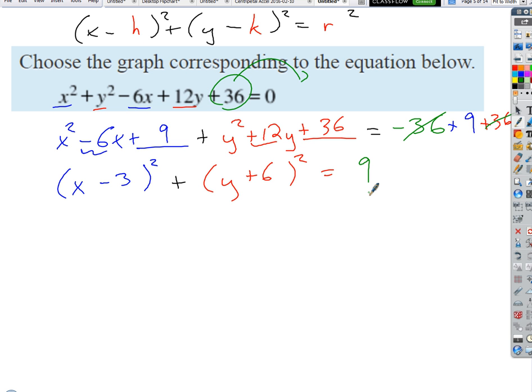Perfect. Okay, so now I've got this in standard form, right? So what are the coordinates of the vertex then? 3 and -6. Good. Okay, so the vertex is going to be at, or not the vertex, the center, right? We're dealing with a circle. So the center is 3, -6, and the radius is 3. So that's all we're looking for, right? We just got to find that circle. Center at 3, -6, radius 3.